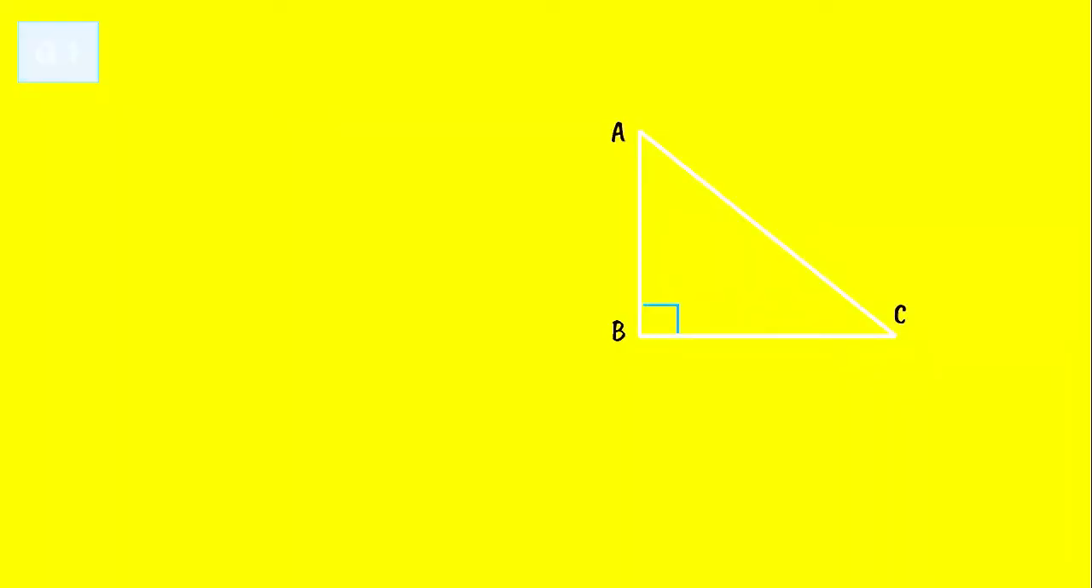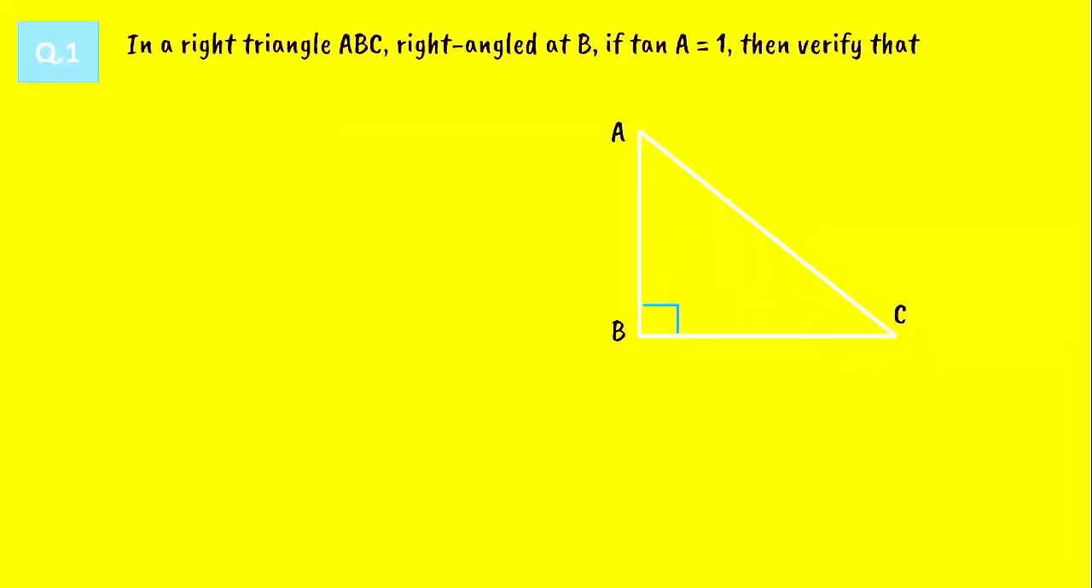Okay, so now let's consider another problem. The problem has been given like this. In a right triangle ABC, right angled at B, if tan of A is equal to 1, then verify that 2 times sine A into cos A must be equal to 1.